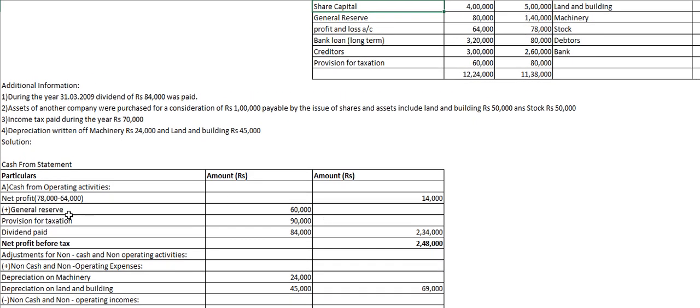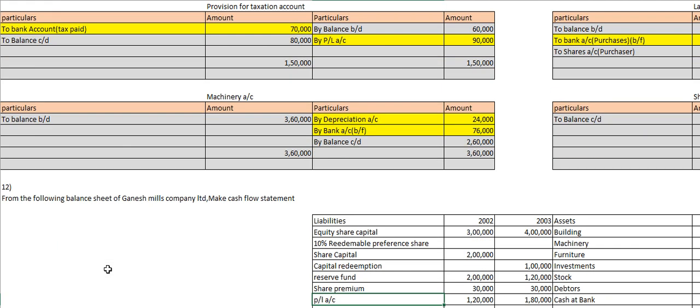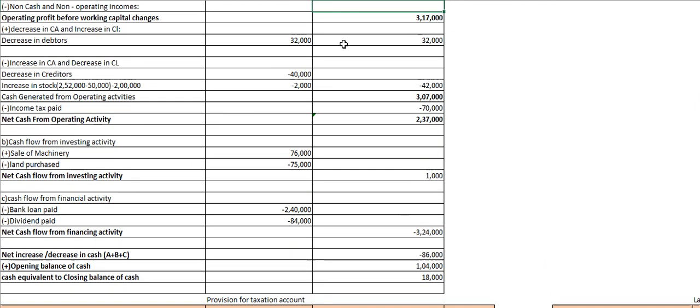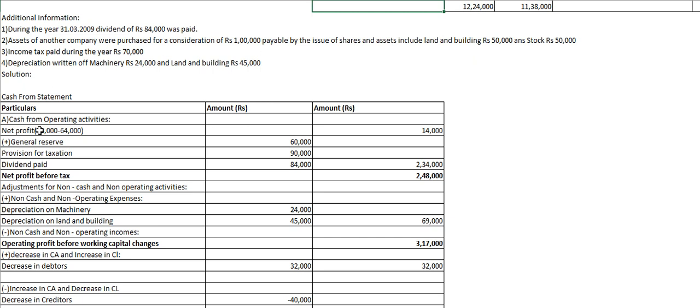Now you have provision for taxation given in the equation, which is 90,000, which we have done in our ledger accounts. If you see, the current year's provision will be added to your net profit, whereas tax paid will be minused respectively. So 90,000 will be added. Dividend paid, which is 84,000, is given in the equation. So the total of the appropriation is 2,34,000. So net profit plus total, you get 2,48,000, which is nothing but your net profit before tax.